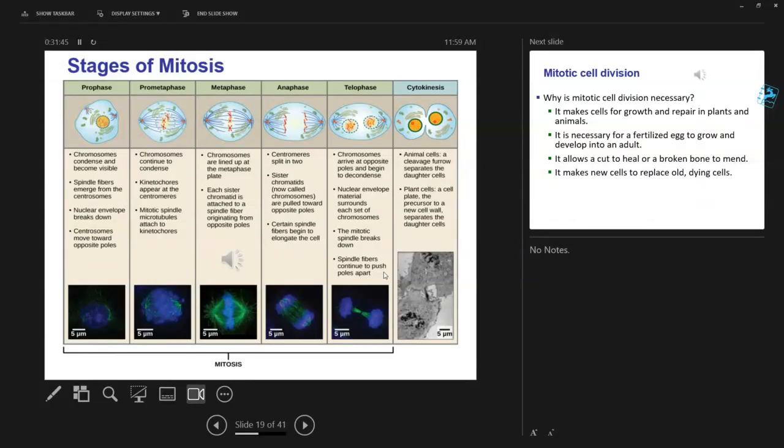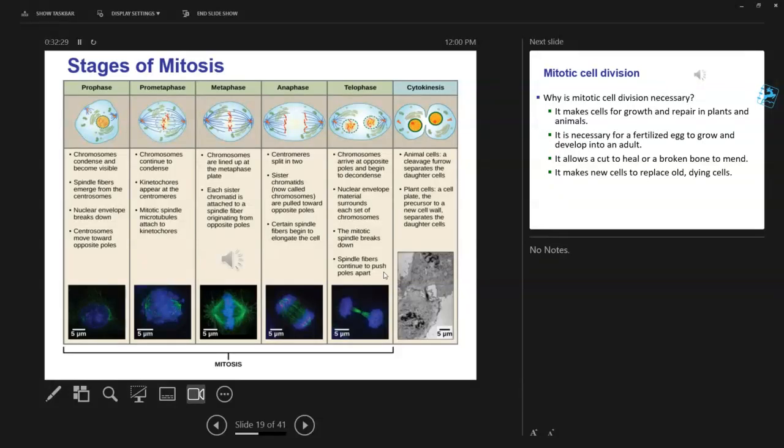These spindle fibers emerge from these centrosomes. So these are the centrosomes here, and these lines coming out of them, those are those protein filaments that are extending out, and they're going to grab onto the chromosomes. The nuclear envelope breaks down, so the membranes surrounding the chromosomes disappear, because the chromosomes would not be able to separate into the daughter cells if they were inside of a nucleus like that. The centrosomes move toward opposite poles, so these centrosomes will end up opposite each other, like here.